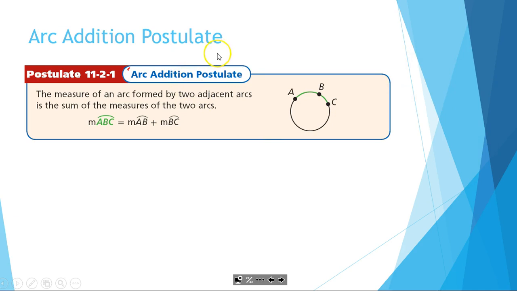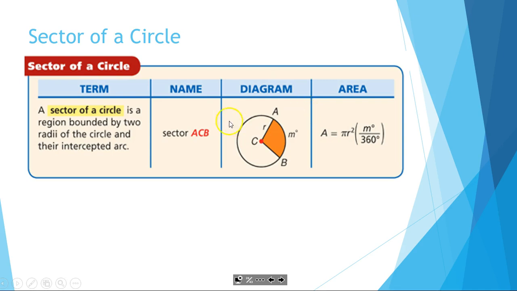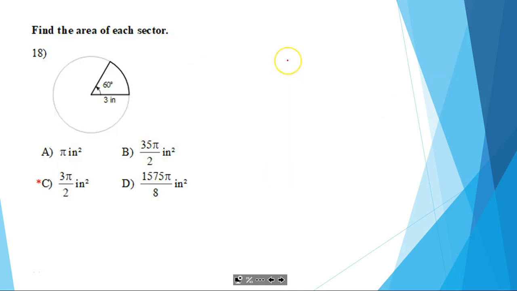All right, so this is the arc addition postulate. This means if I add arc AB to BC, I get arc AC. This one, sector of a circle. Now this is again another formula. It is on the formula sheet. The difference is it has this theta symbol. Well, theta means angle measure. So it's the angle measure that we're given in a problem. This formula maps to question number 18.